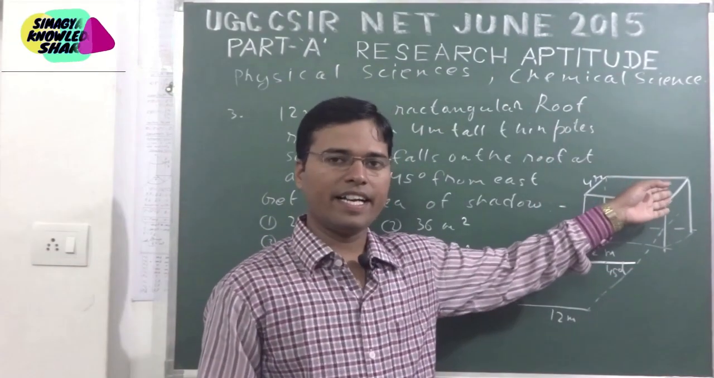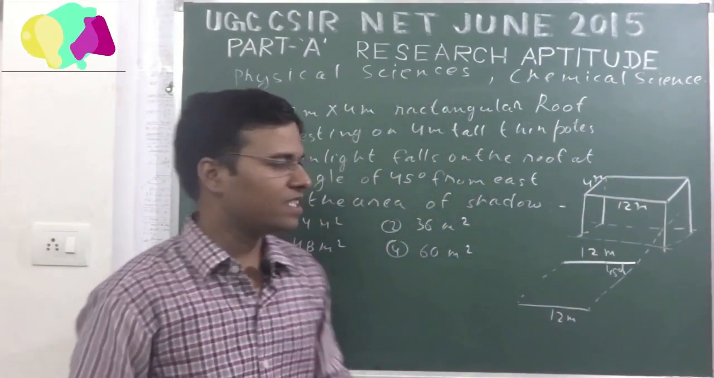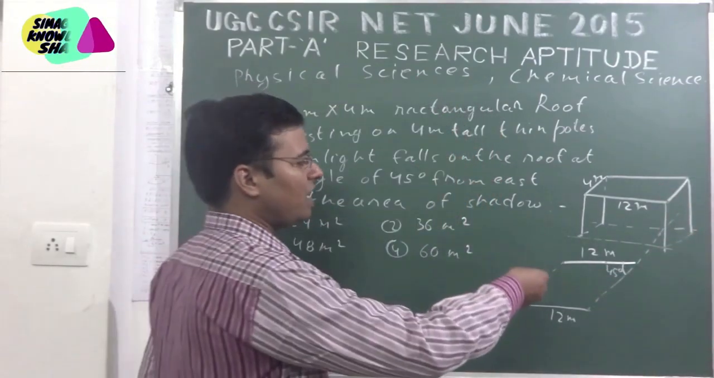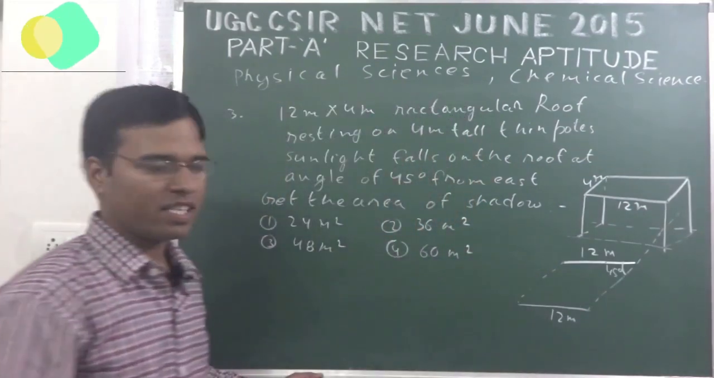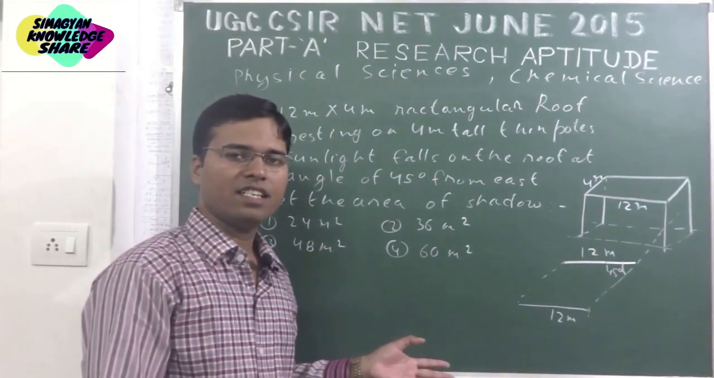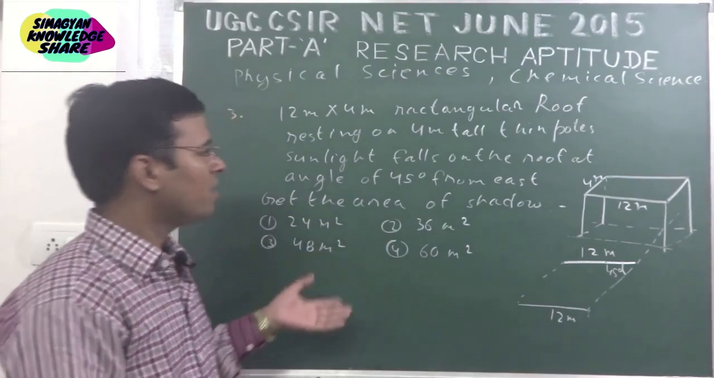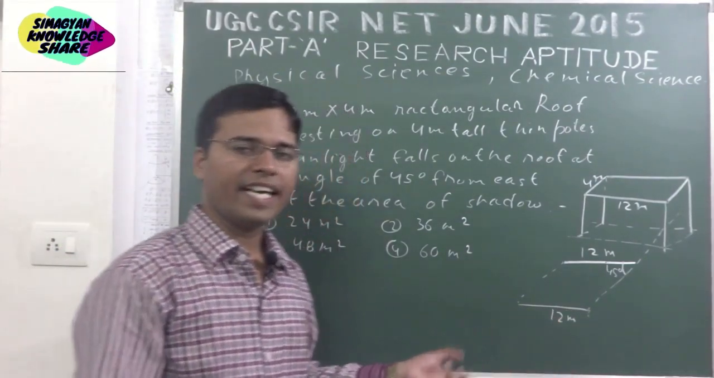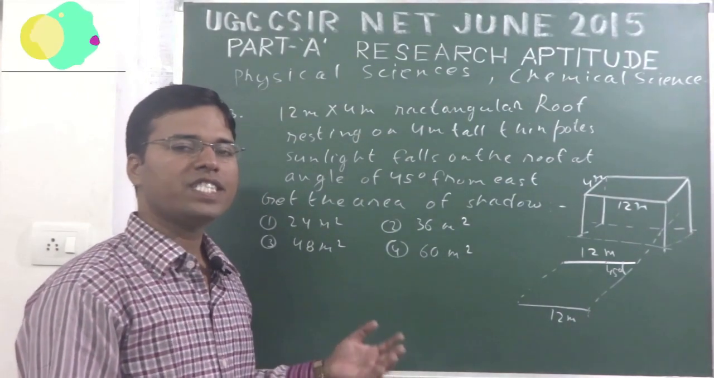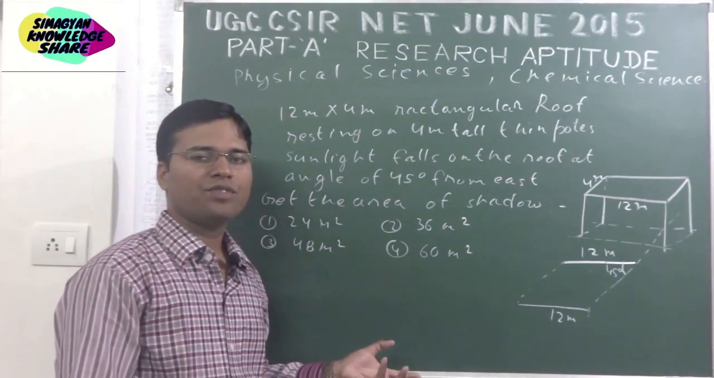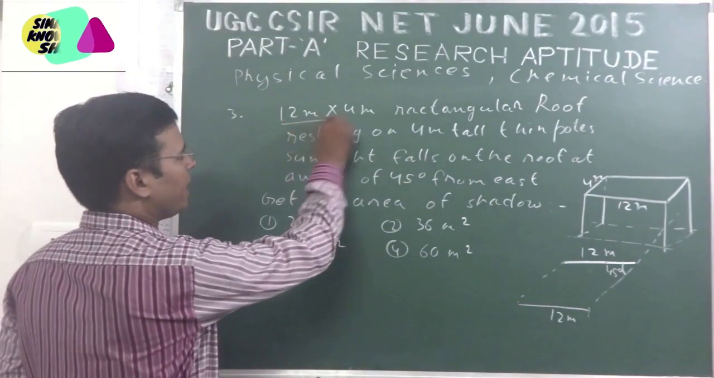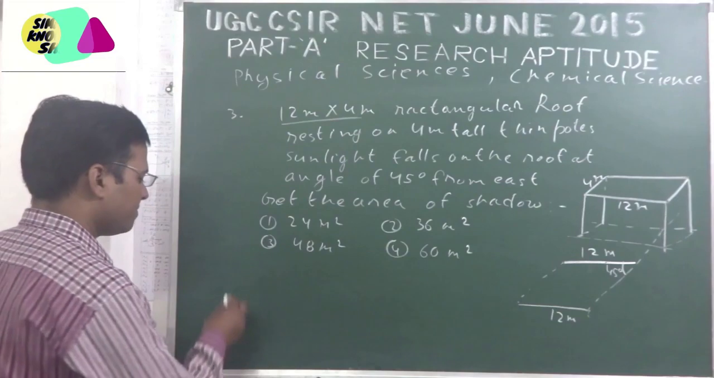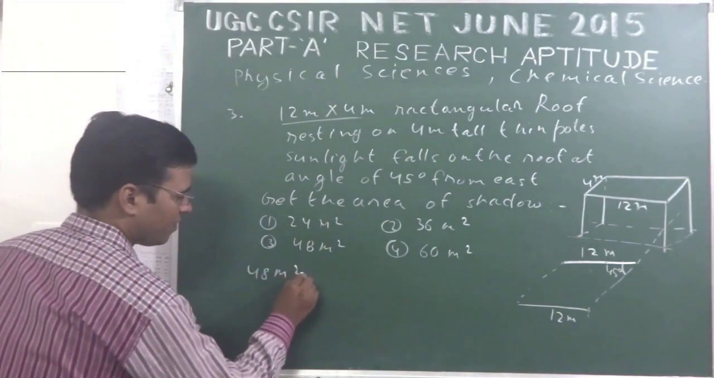For the other adjacent side, what would be the condition? Because on this side, the sunlight is falling vertically on the roof. In any condition, when sunlight falls on a roof, there would be a shadow with the same area as the roof. Here the area of the roof is 12 multiplied by 4 meters. It would be 48 meter square.